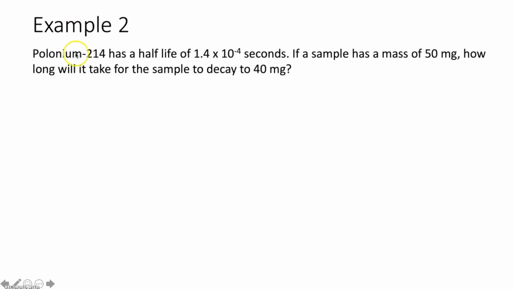Now example 2 says polonium-214 has a half-life of 1.4 times 10 to the negative 4 seconds. If a sample has a mass of 50 milligrams, how long will it take for the sample to decay to 40 milligrams? So the very first things you notice in this question are that we're dealing with half-life and decay. So we need to use the exponential growth and decay model that we've been talking about.